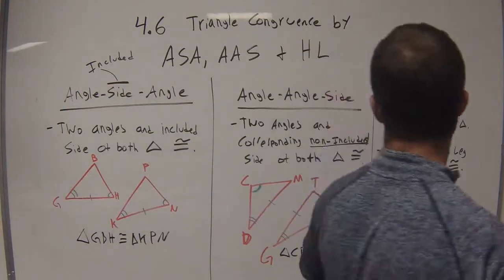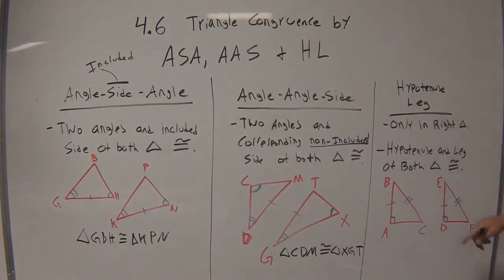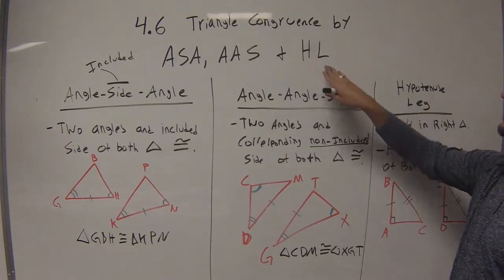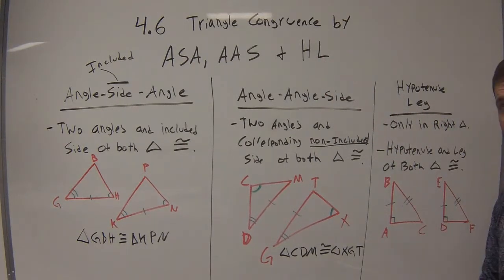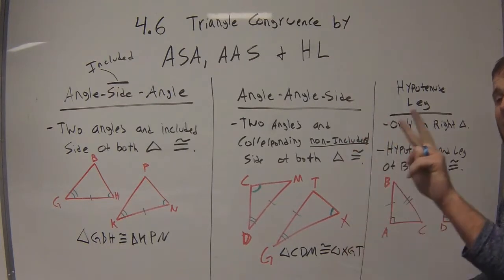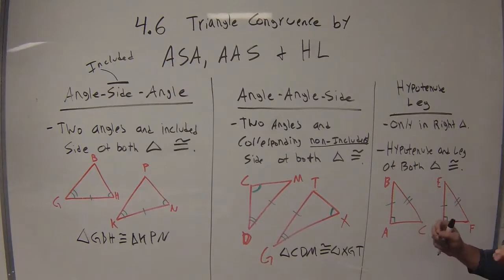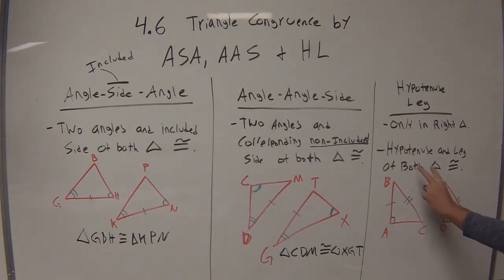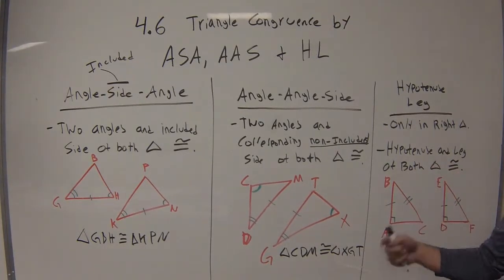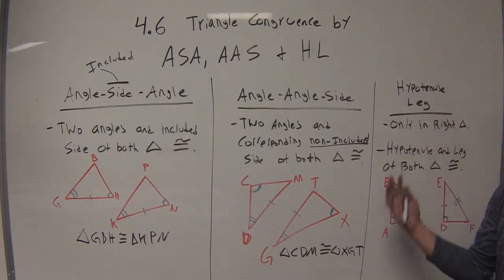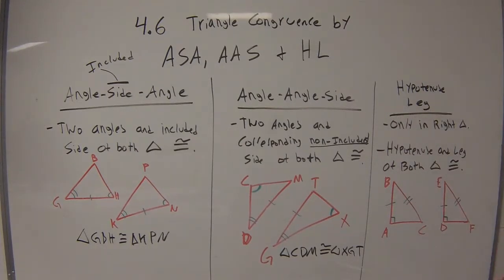And lastly, I'm going to show you guys something called hypotenuse leg. That's what HL stands for. And now I want you guys to remember, the hypotenuse and the legs only work with 90-degree triangles, which means a right triangle. This only works with right triangles. So if you have a right triangle, if there's a hypotenuse and a leg of both triangles and they're congruent, then that means that the two triangles are going to be congruent in all, meaning all the angles are congruent and all the sides are congruent.